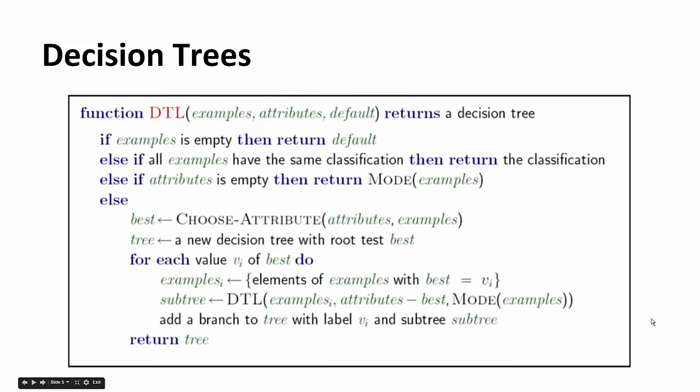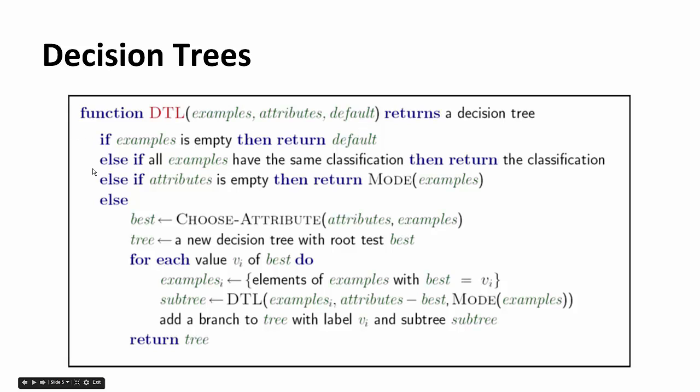Now this is the pseudocode. So let's look at the arguments for this code first. This is going to create a decision tree, and it's going to take in a set of examples. This is your training set. It's going to take in some attributes or your features, and then it's going to take in a default classification.